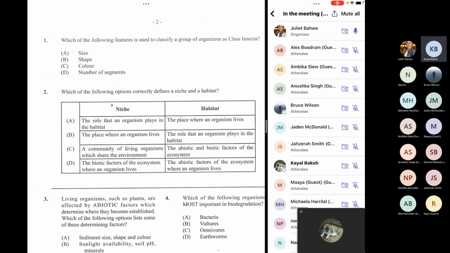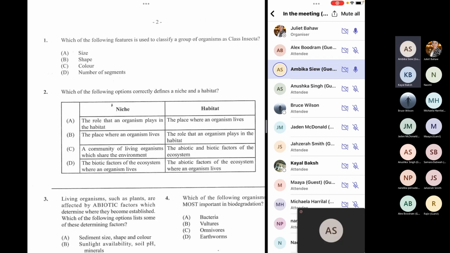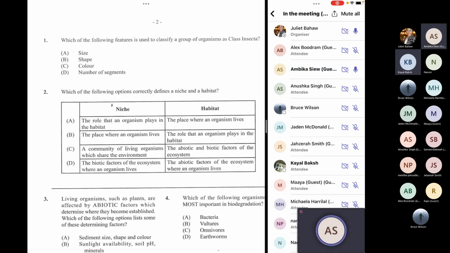Let's go to Ambika. Which of the following features is used to classify a group of organisms as class and sector? D. Number of segments. So remember, for insects, you have the head, thorax, and abdomen. They basically have 3 segments. All right? Head, thorax, abdomen.